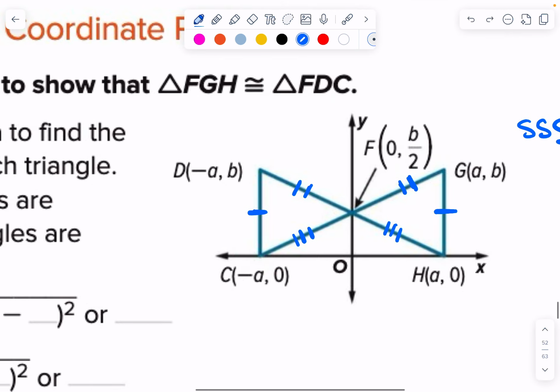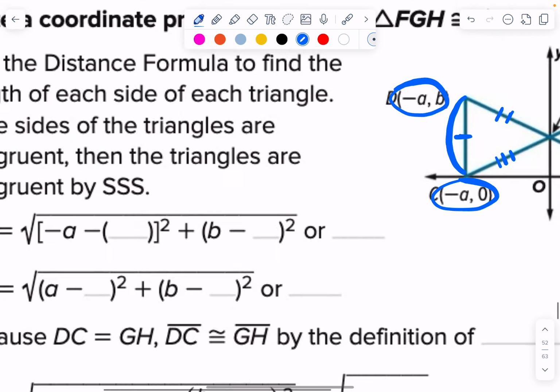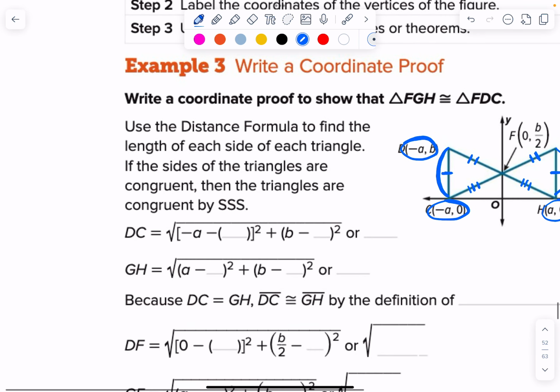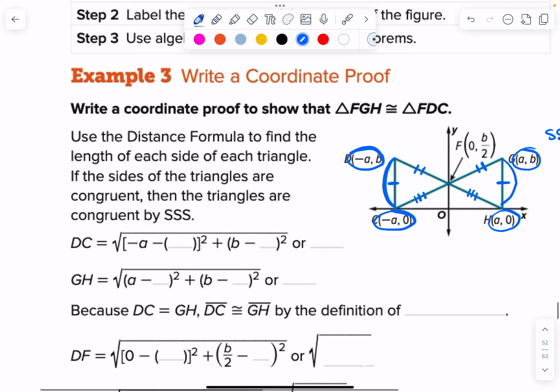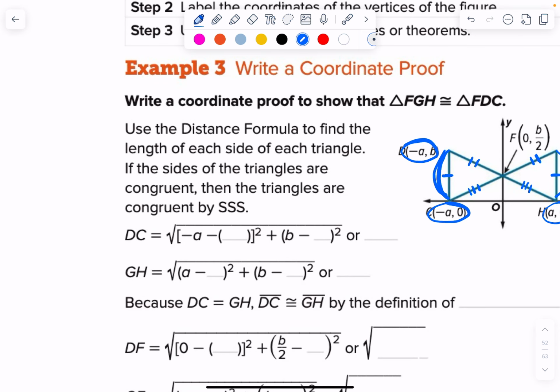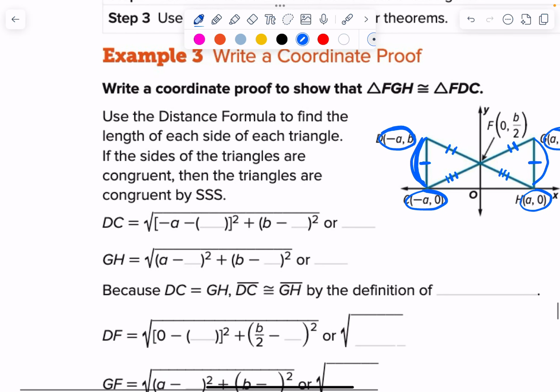Well, I have the coordinates, and if I'm trying to find the length of this side, I would do the distance formula from this guy to this guy, right? Okay, and then I would do the same thing here, and I would do the distance formula from this guy to this guy, okay? So is that the first one that they have us do? Yeah, they want us to do DC first. Yep, that's this one. Okay, so I'm just going to do this first one, and then we'll do GH, and I'll show you how those 2 match up, right?